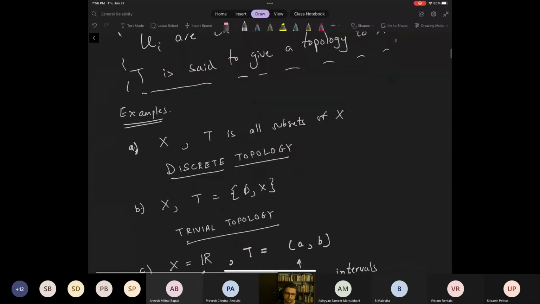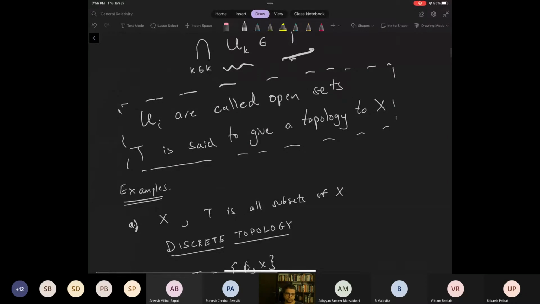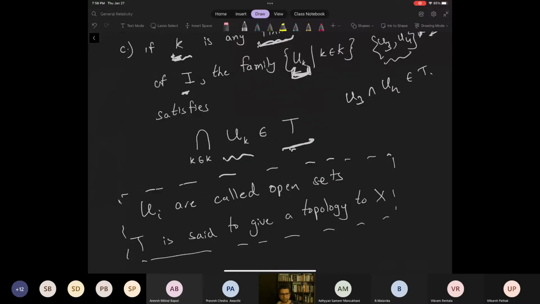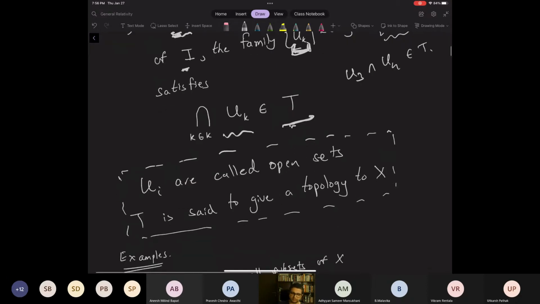So let's do some examples, because this seems very abstract, but surprisingly, just these simple definitions will lead to very rich properties of topological spaces. Any questions about these definitions here? Maybe we'll do some examples and then you can ask your questions.